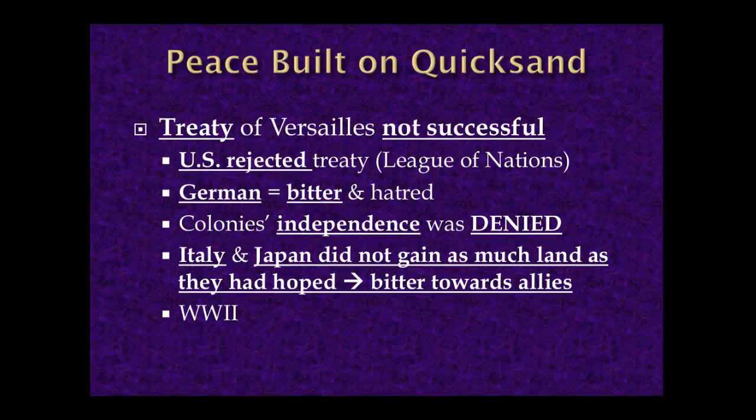The German populace, Germans are very bitter about the ending of the war. They do not feel that they should have been blamed for the war. They do not feel that they should have to pay everyone back for the war. So they have a lot of hatred towards Britain and France. And the war reparations initially are going to devastate Germany's economy, which we'll get into in a few days. The fact that the colonies' independence was denied is going to lead to a lot of unrest.